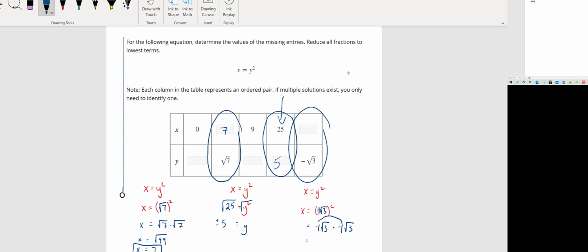Negative 1 times negative 1 is a positive 1. The square root of 3 times the square root of 3 is the square root of 9. Square root of 9 is 3. And that's your answer.